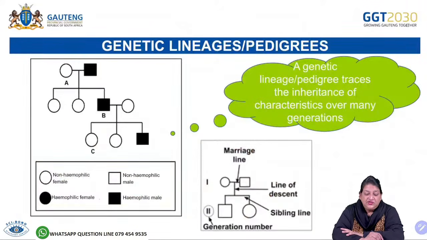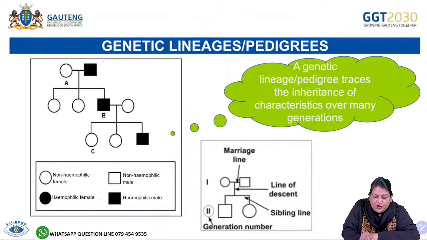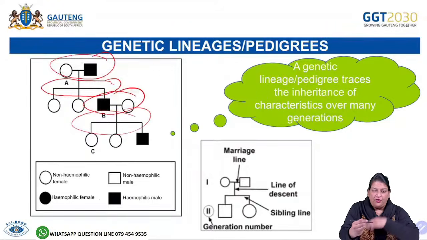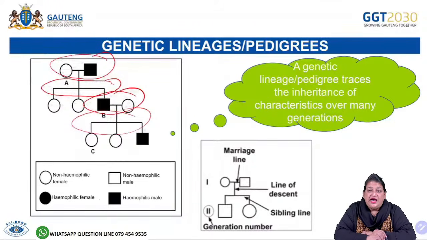Now we go to pedigree diagrams, and with these diagrams, children, remember, you must look at the horizontal line. That represents 1 generation, and here's another generation, 2, 3, and 4. They're on 4 different levels: the first level, second level, third level, fourth level. So this pedigree diagram is showing you the inheritance of genes over 4 generations.